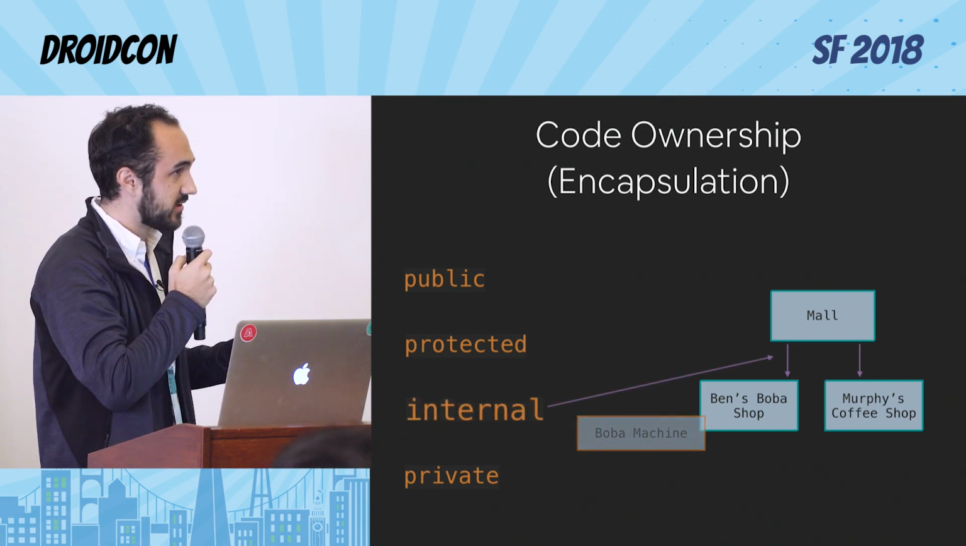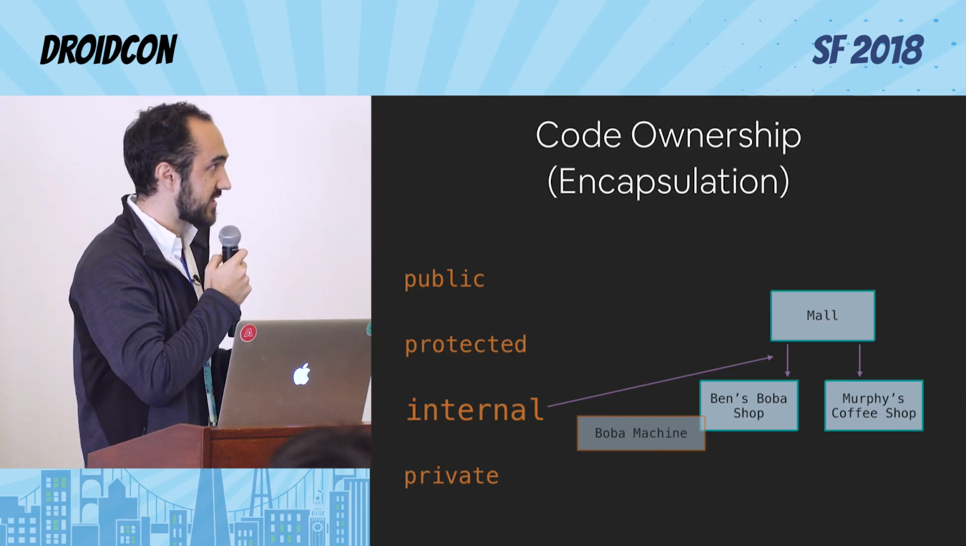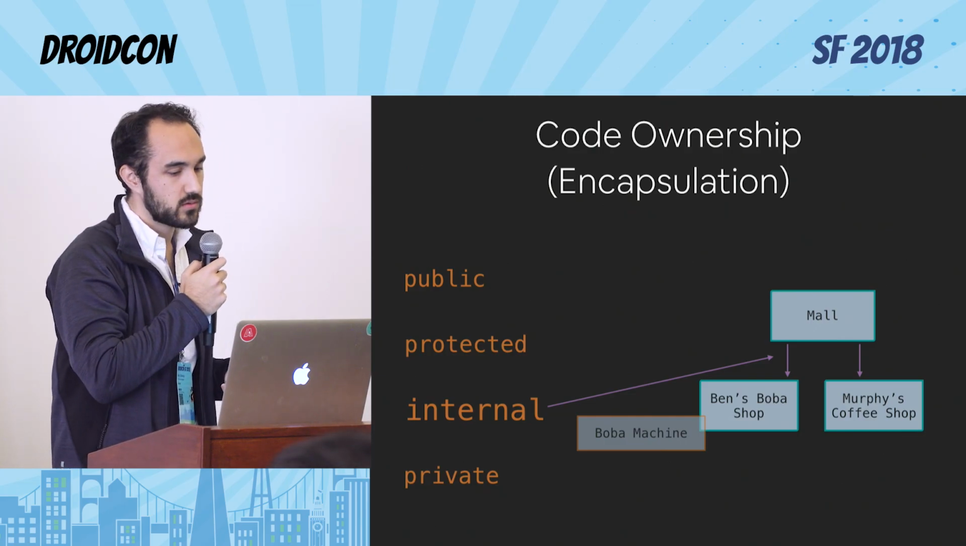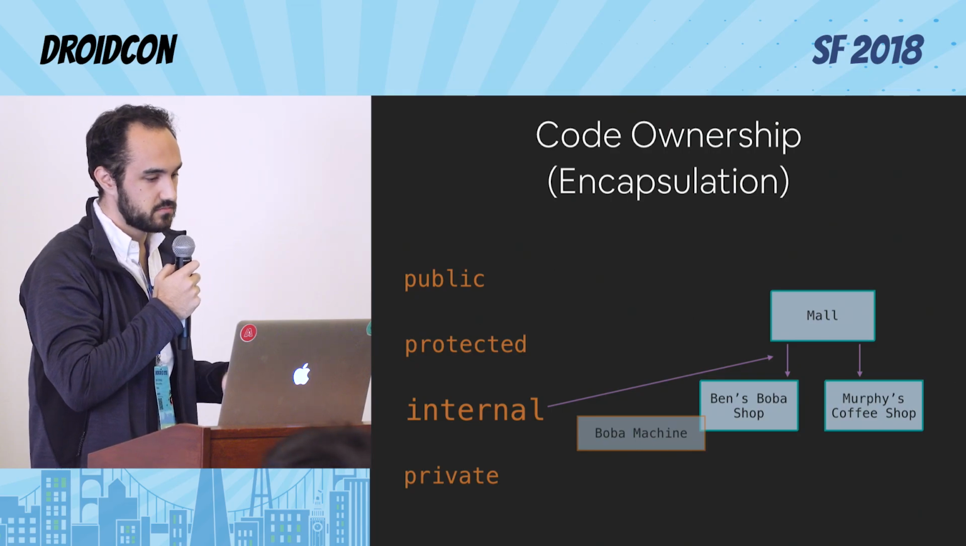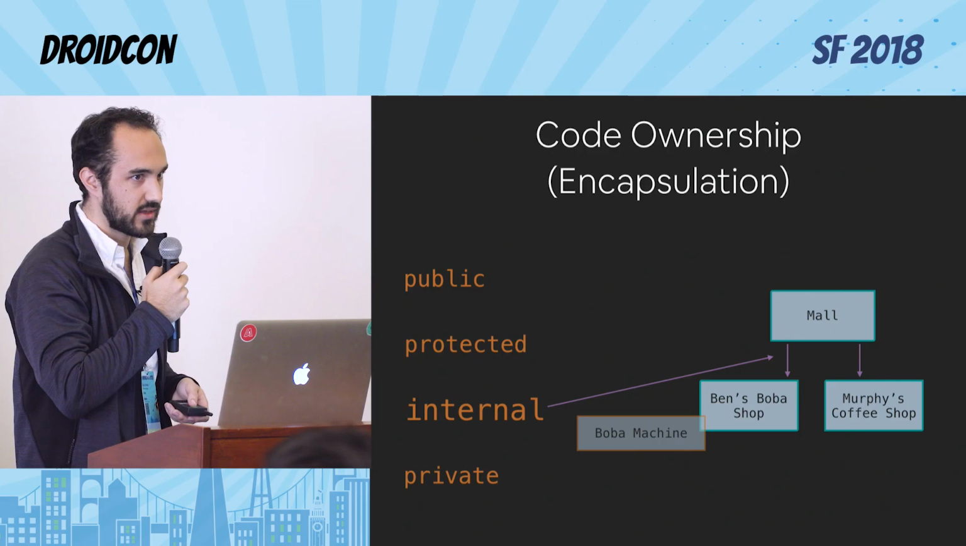Furthermore, if you're using Kotlin, there's literally a language visibility modifier that operates on this basis, and that's the internal modifier. So likewise, we don't want Murphy to use my boba machine. We probably don't want the mall to know about it either. So we can mark that internal, and that won't be visible.